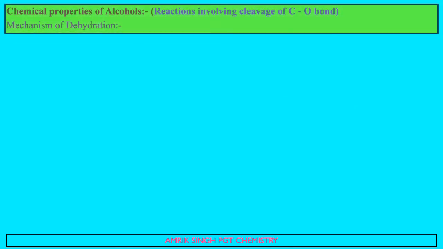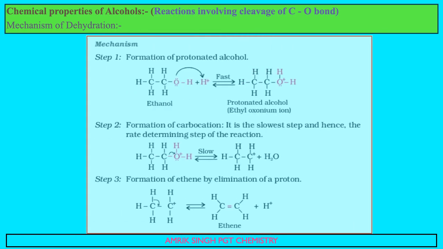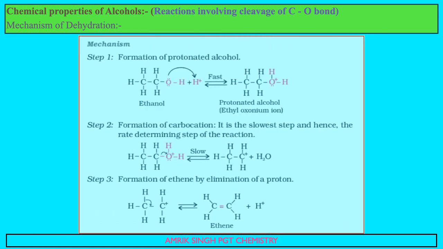Now, chemical properties of alcohol, reaction involving the cleavage of the C-O bond. Again, mechanism of dehydration. It involves 3 steps. First is protonation. The O of alcohol attacks the H positive and protonated alcohol is formed. In the second step, protonated alcohol removes a water molecule because oxygen takes the electrons and is eliminated as water, and a carbocation is formed. Now, from the carbocation, H positive is removed and alkene will form in the third step.